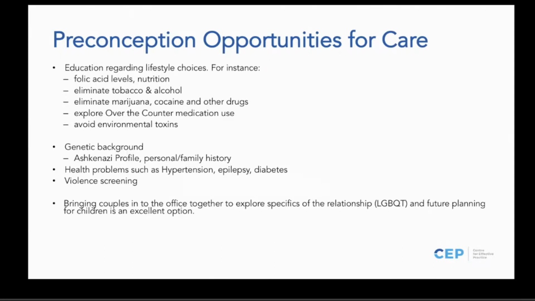By identifying those individuals that are thinking of getting pregnant, it allows you to educate them on lifestyle choices. There are many examples of this, but some include folic acid supplementation and nutrition, including ensuring they have adequate calcium intake and omega-3 fatty acids, the elimination of tobacco and alcohol, and the elimination of other substances, exploring which prescription and over-the-counter medication they are taking, and counseling on these risks, and sometimes substituting a different medication that may be safer in pregnancy, and avoiding environmental toxins.